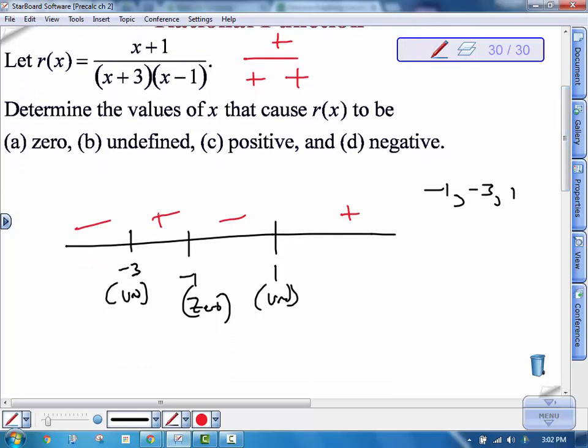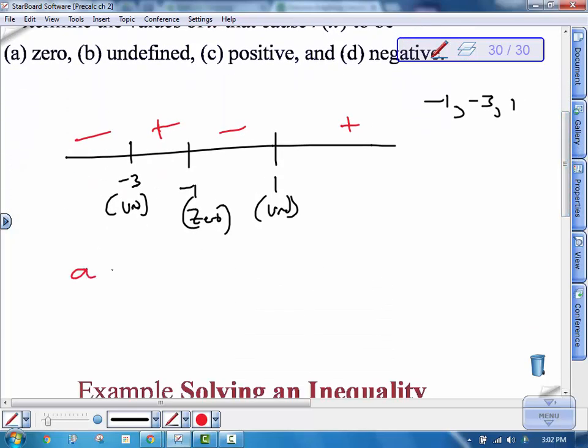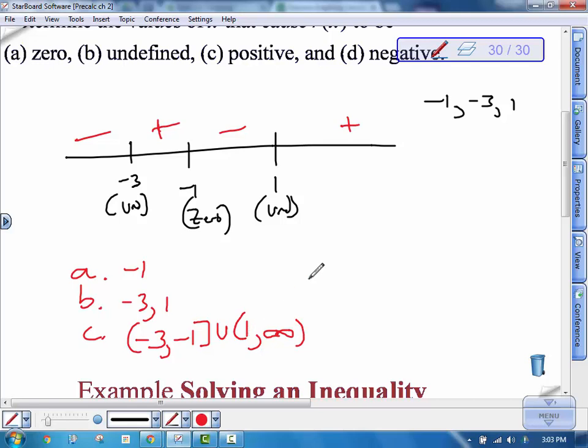Now we can answer the question, where is this thing 0? Well, it's 0 at negative 1. Where is this thing undefined? That'd be negative 3 and 1. Where is it positive? That'd be from negative 3 all the way to negative 1. I can include the negative 1 because that's a 0. Can't include the negative 3 because that's undefined. It's also positive from 1 to infinity, and I can't include the 1 because that's undefined.